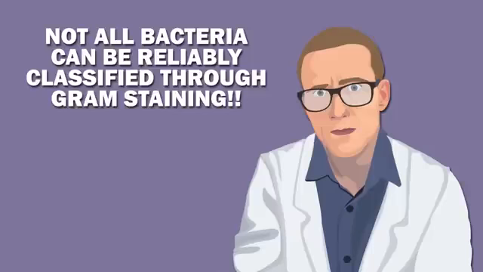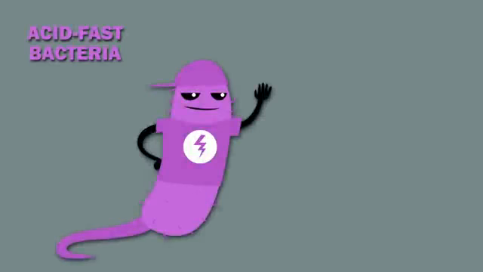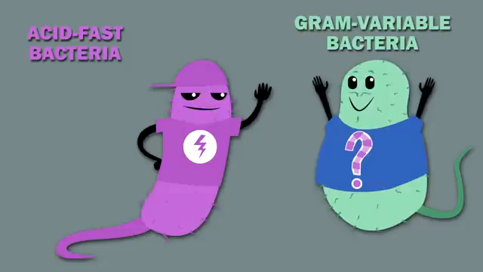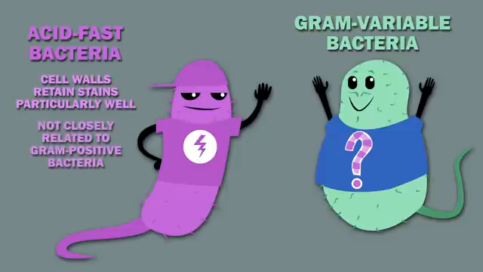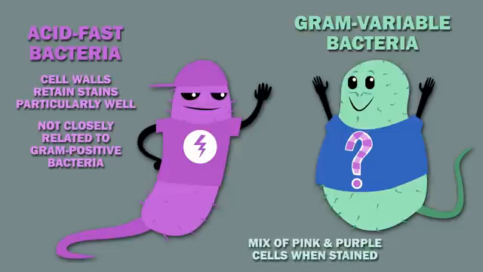Not all bacteria can be reliably classified through gram staining. Acid-fast bacteria and gram-variable bacteria, for example, do not respond to gram staining. Acid-fast bacteria are bacteria whose cell walls retain stains particularly well. Although they aren't closely related to gram-positive bacteria, they can appear purple after the gram stain test. Gram-variable bacteria show a mix of pink and purple cells when stained.